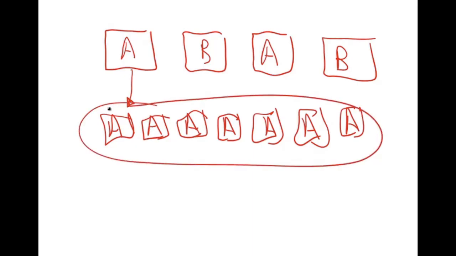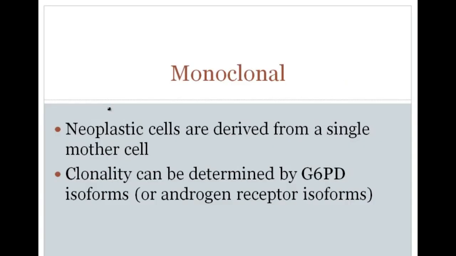And so if we see that the tumor is composed of one isoform of G6PD, then that would indicate that we're dealing with a monoclonal proliferation, hence we're dealing with neoplasia. Whereas if we saw that the G6PD isoforms were expressed in a roughly 1-to-1 ratio, then we would know that we're actually dealing with a polyclonal proliferation, which would basically be hyperplasia. So I hope that that's clear, because that's a very high yield concept that shows up on examinations.